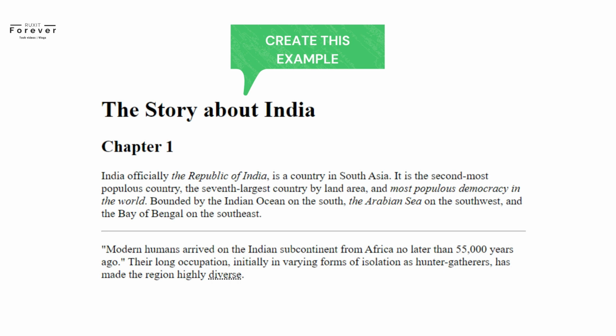Creating an example. As you can see on the screen, we will make the same website now. There are two paragraphs divided by a horizontal rule. The page has one main heading and one subheading. You can see some italic words, emphasis, a sentence with quotation, abbreviation, and citation in both paragraphs. Then let's do it practically.